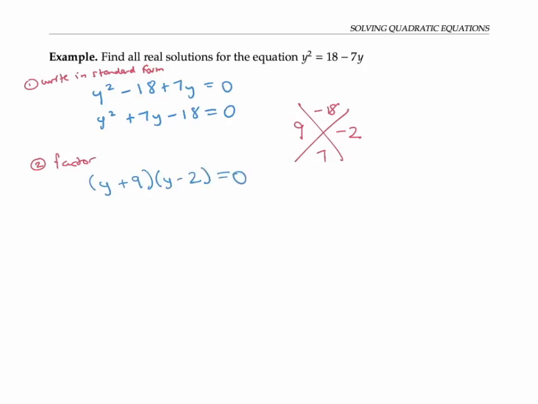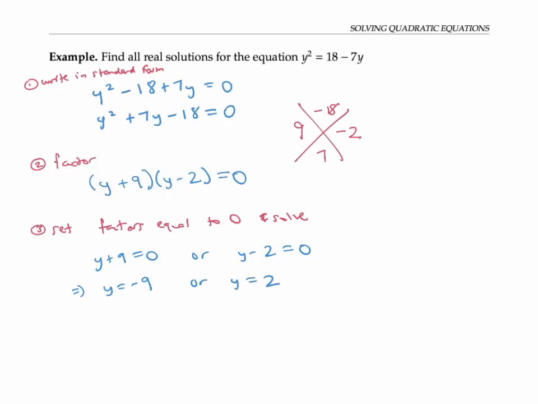Now, anytime you have two quantities that multiply together to give you 0, either the first quantity has to be 0 or the second quantity has to be 0, or I suppose they both could be 0 in some situations. This is really handy because that means that either y plus 9 equals 0 or y minus 2 equals 0. So as my next step, I set my factors equal to 0. So y plus 9 equals 0 or y minus 2 equals 0, which means that y equals negative 9 or y equals 2.